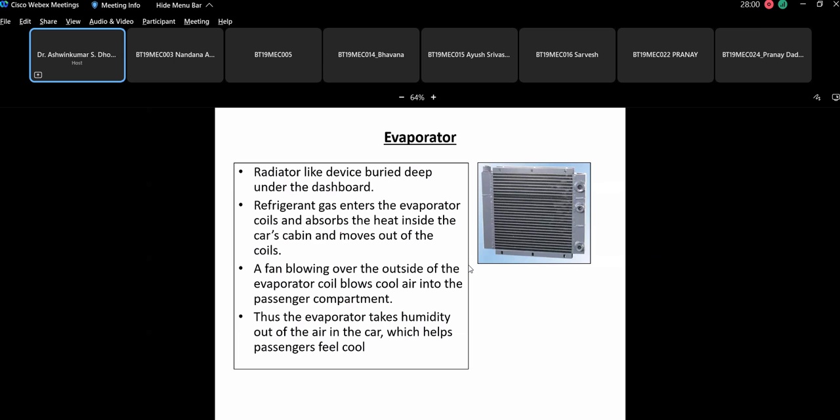A fan blowing over the outside of the evaporator coil blows air into the passenger compartment, यानी ठंडी हवा पैसेंजर कंपार्टमेंट में छोड़ता है. Thus the evaporator takes humidity out of the air in the car, which helps passengers feel cool. So एक तो humidity भी कम कर देता है and temperature भी कम कर देता है. So this is basically the work of the evaporator.